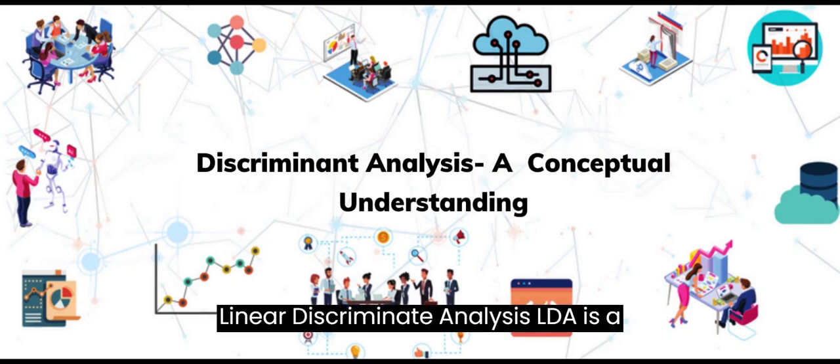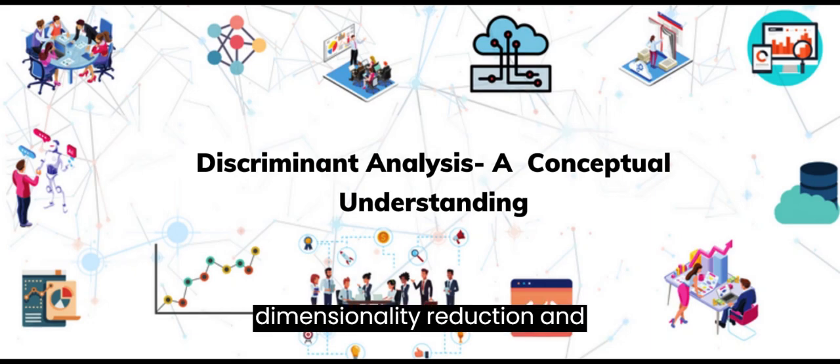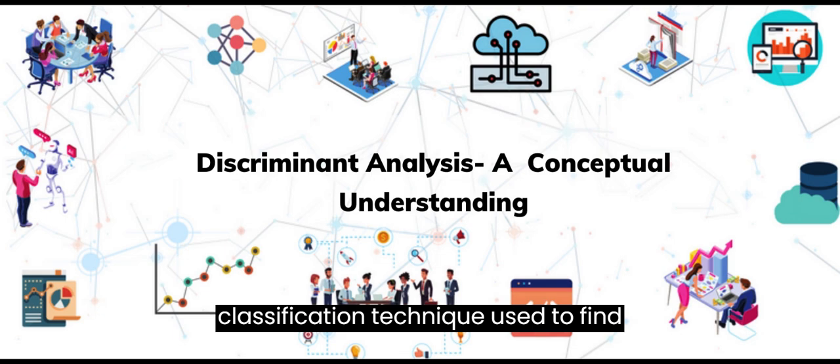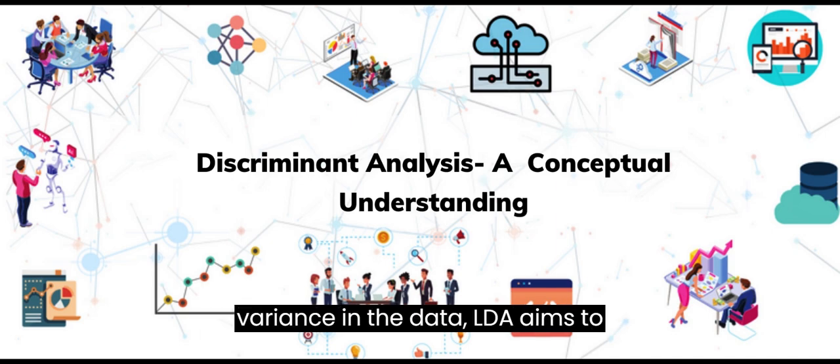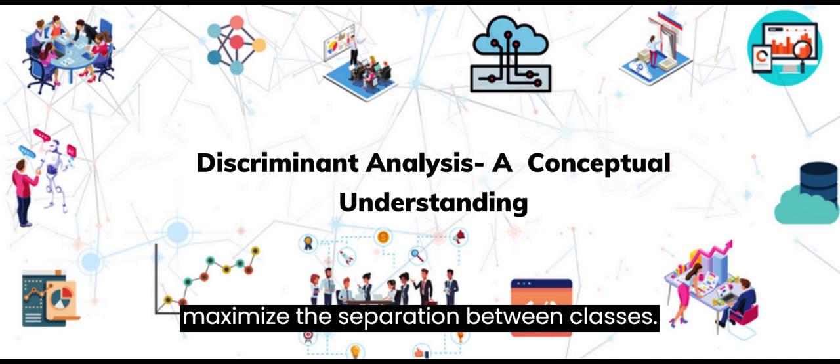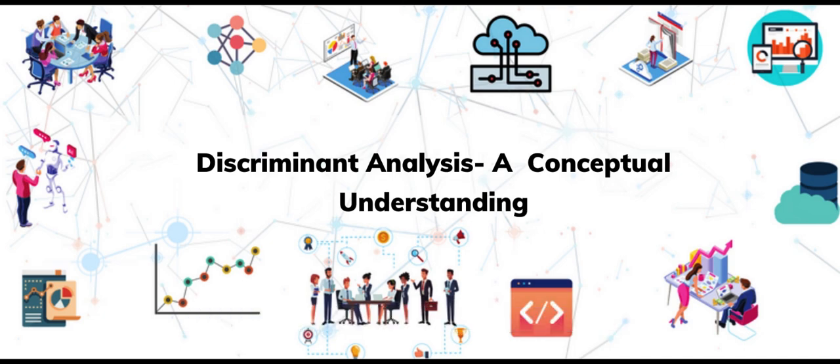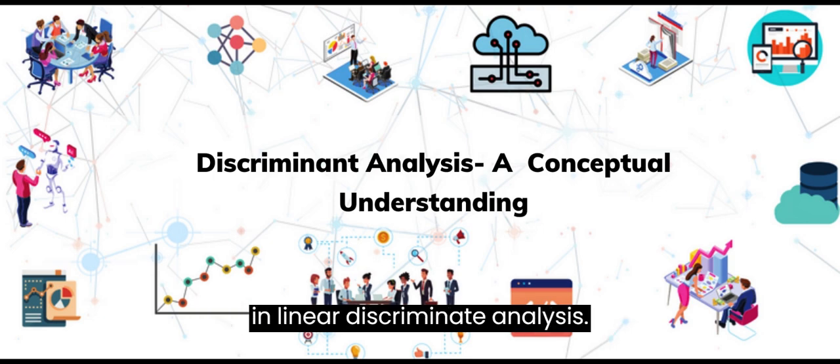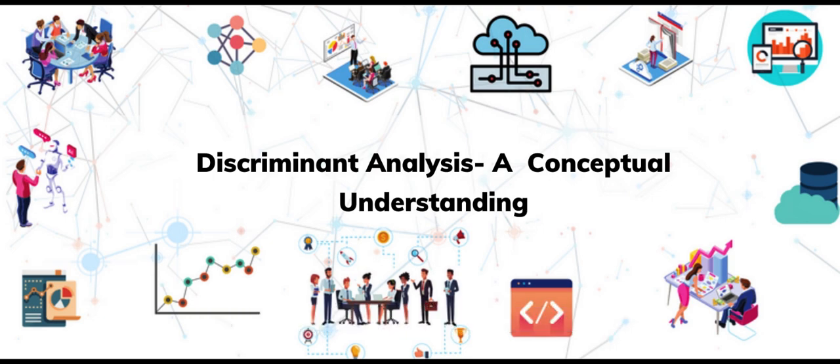Linear Discriminant Analysis (LDA) is a dimensionality reduction and classification technique used to find linear combinations of features that best separate classes in a dataset. Unlike Principal Component Analysis (PCA), which focuses on maximizing the variance in the data, LDA aims to maximize the separation between classes. Here's an overview of the steps involved in linear discriminant analysis.